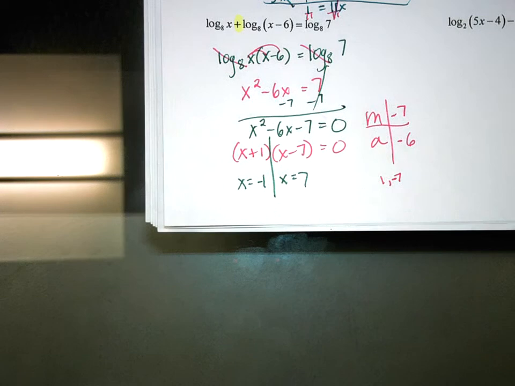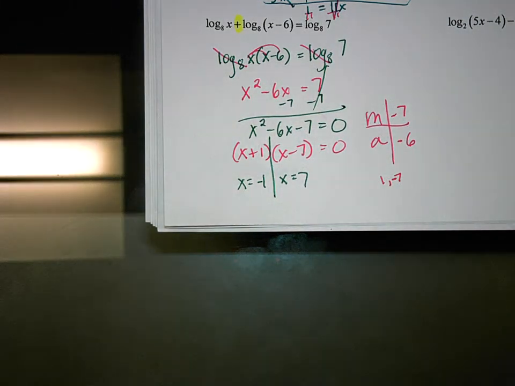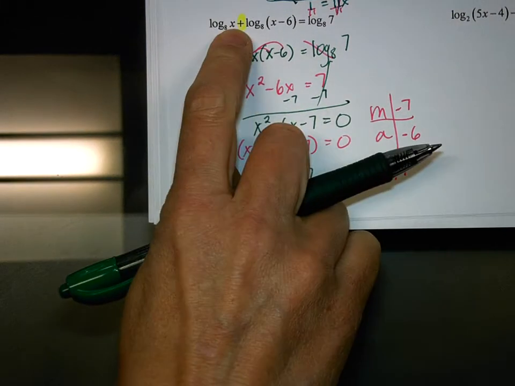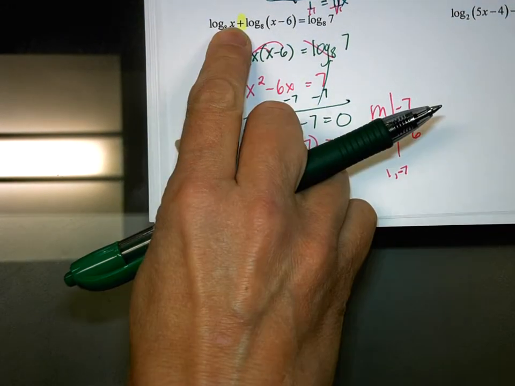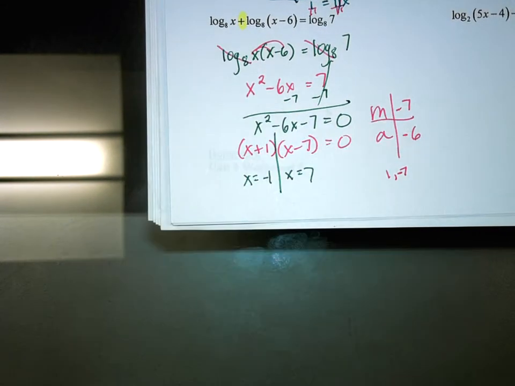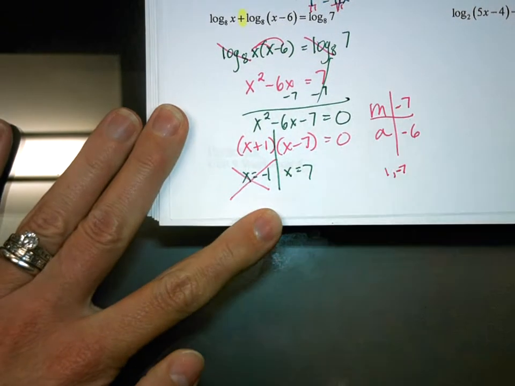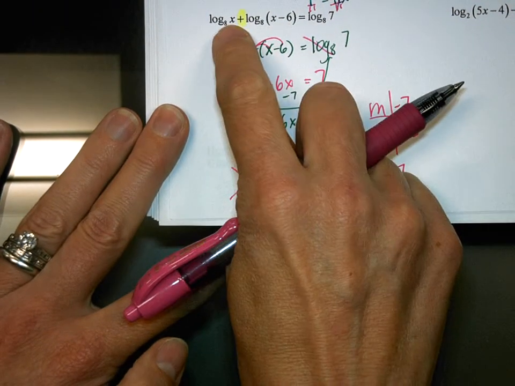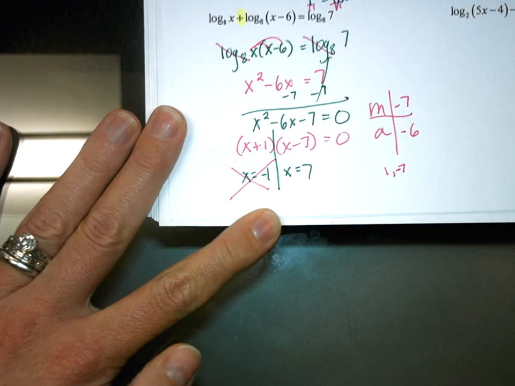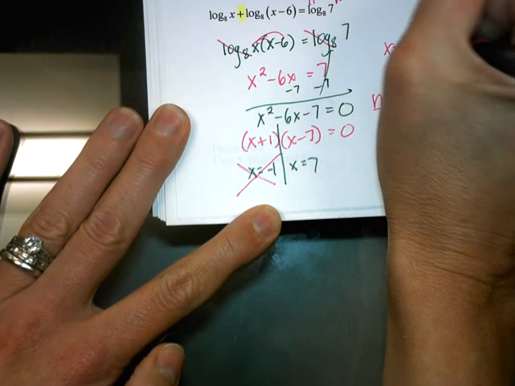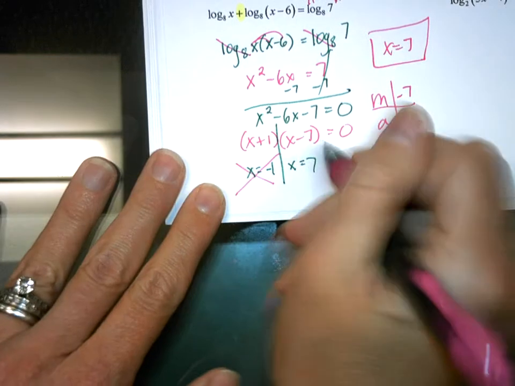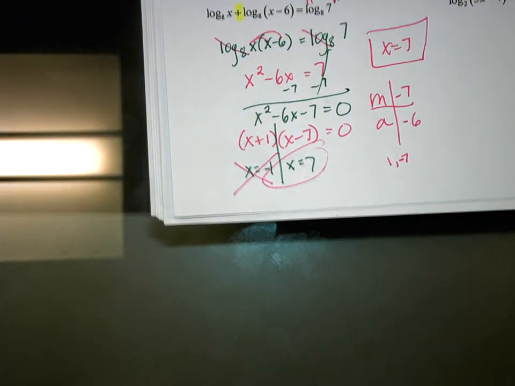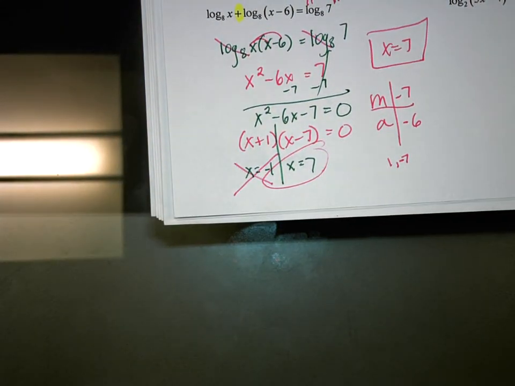And just like before, always go back and check. If you get a negative number in that spot, it won't work. So if I were to take negative 1 and put it right here, that would not work. That is not one of the answers. 7 though will not give me any negative numbers. So my only answer is x = 7. Any questions? Okay, last one.